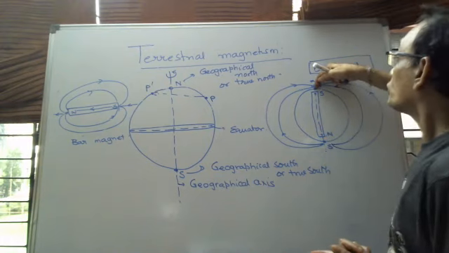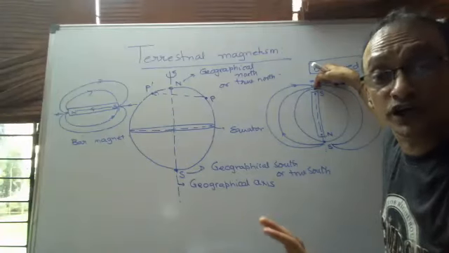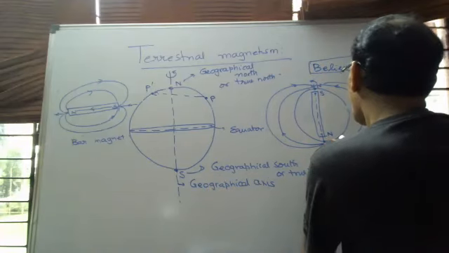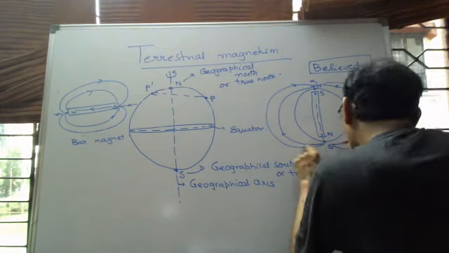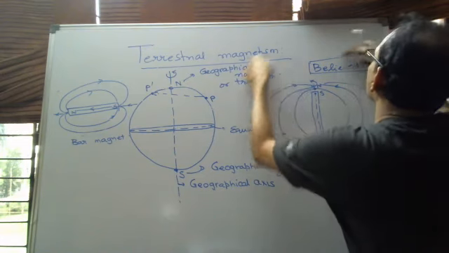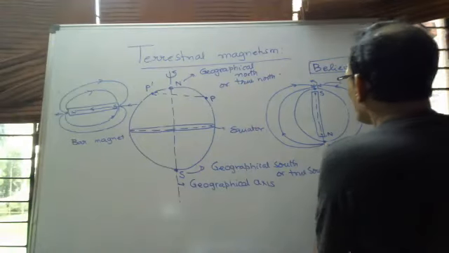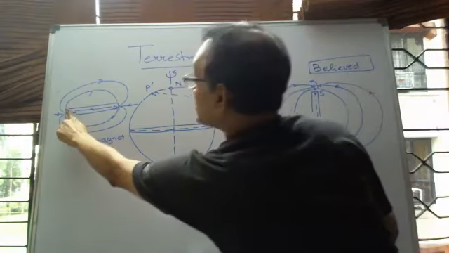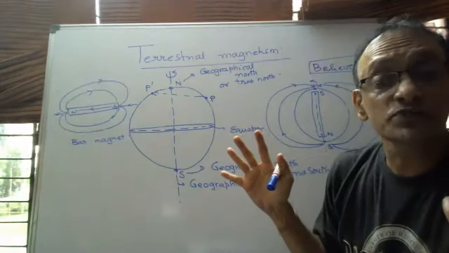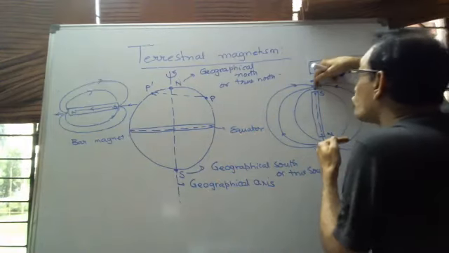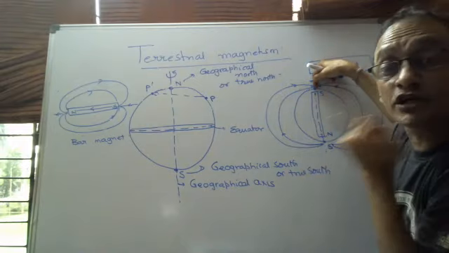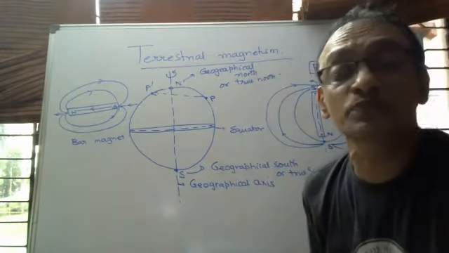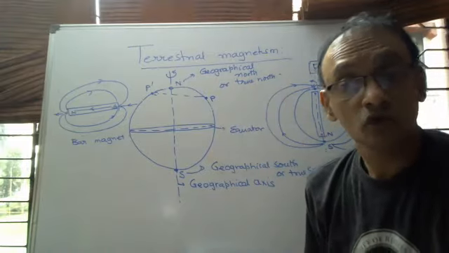The north pole of the Earth, the geographical north, must be like the south pole of the magnet, because magnetic field lines leave the north pole, magnetic north, and enter the magnetic south. So the geographical south pole must be like the north pole of the magnet that the Earth behaves like, and the geographical north pole must be like the magnetic south pole of the magnet.